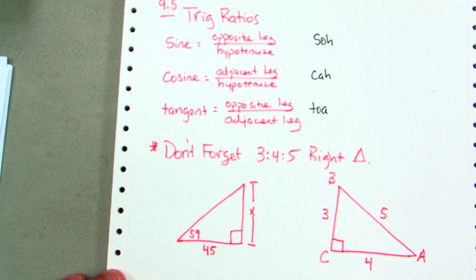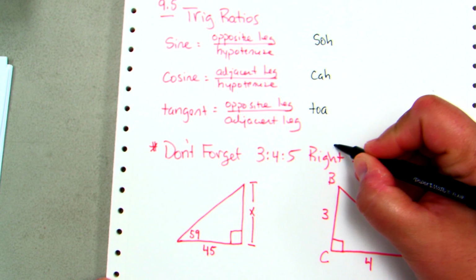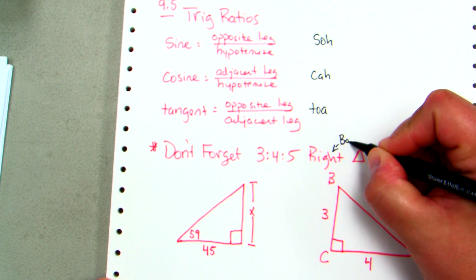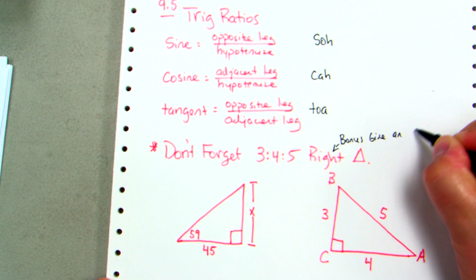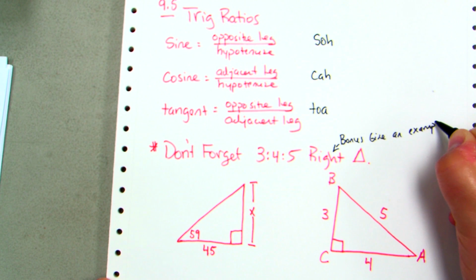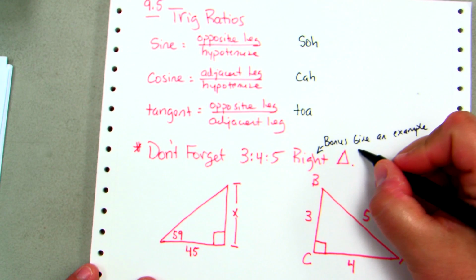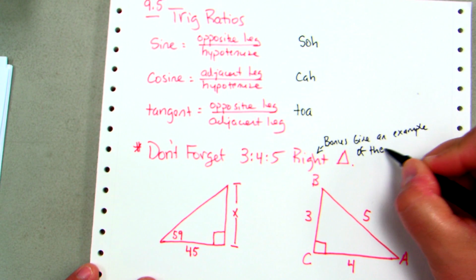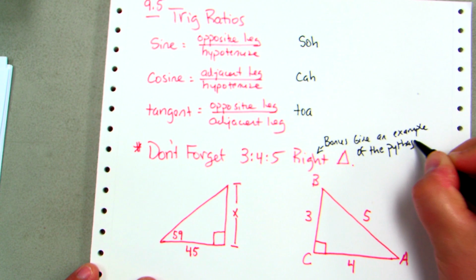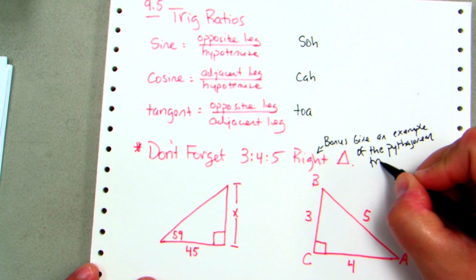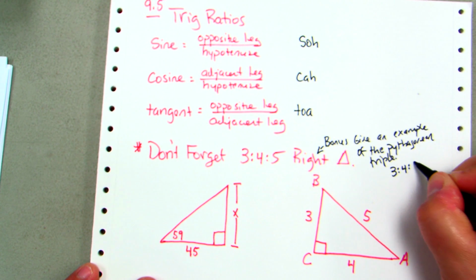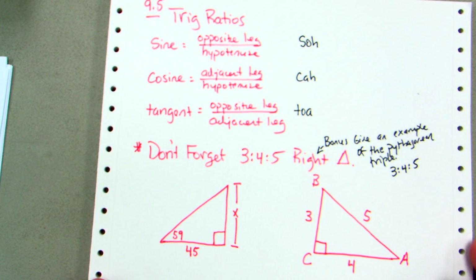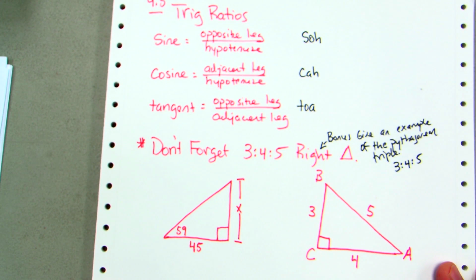So don't forget that. You may see something on the test, like, I don't know, it may say bonus, give an example of the Pythagorean triple, in which you would put 3, 4, 5. It's probably the most widely used right triangle in all of mathematics, to know that one.